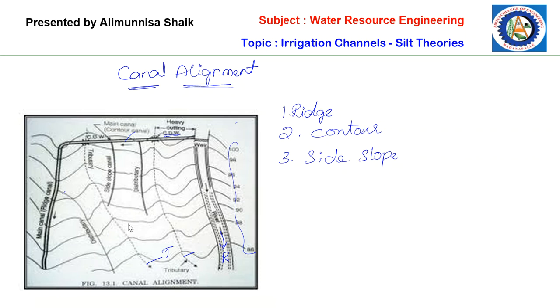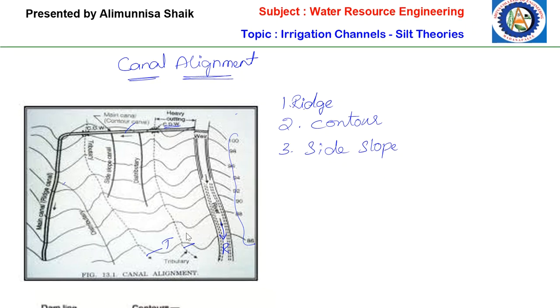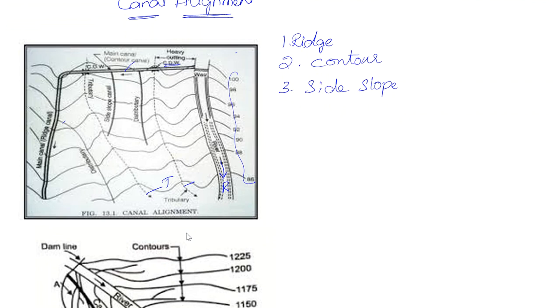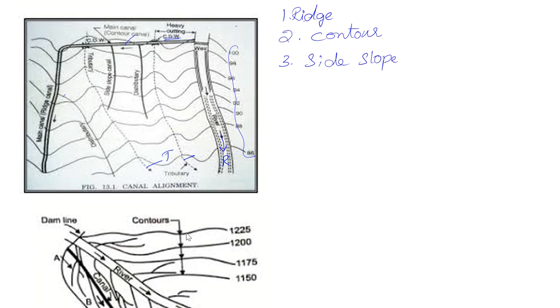Now let us go according to the alignments. The canal may be of the following three types: the first one is your ridge canal, the second one is your contour canal, and the last one will be your side slope canal. Now let us go to the next image. Ridge canal. First let us see what we mean by the ridge canal.